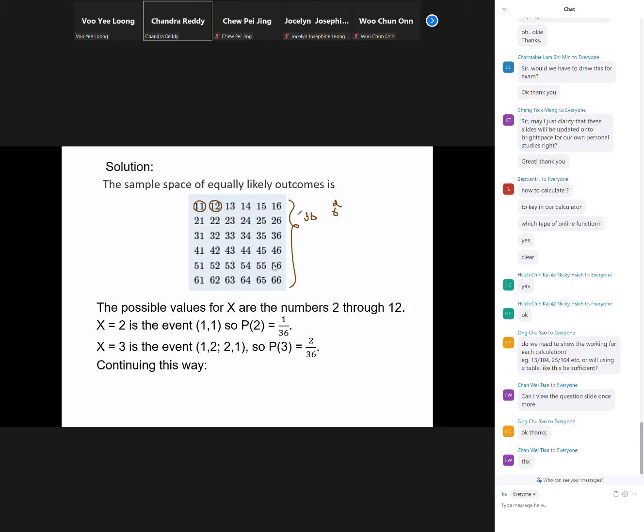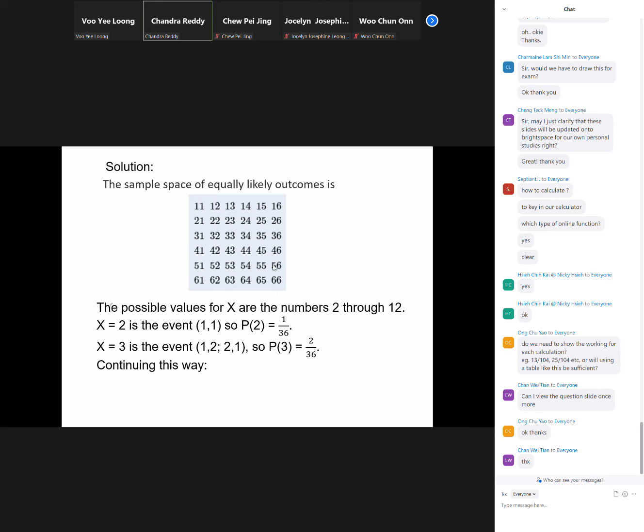So the first die can give 1, and the second die also can give 1. Otherwise, the first die is 1 and the second die is 2. The first die is 1, and the second one will be 3. Like this, the total outcomes when you throw two dice will be 36. So that is the sample space, and you know all these numbers here. Now let us do the calculations part.